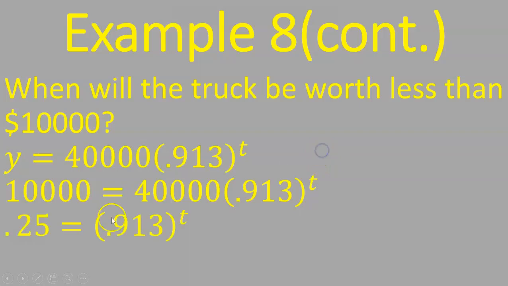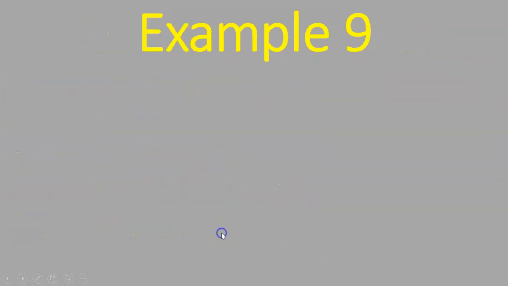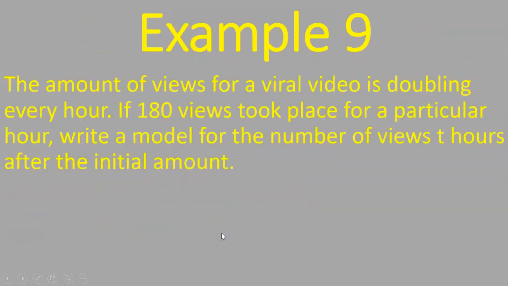Okay, I can divide by that 40,000 to get 0.25, but here I'm stuck. I certainly can't divide by 0.913. That's not going to help me. I must do something to get this exponent down, and I need a logarithm to do that. And that video is coming, but again, you can use this table if you'd like, and you can see from this table that somewhere between 15 and 16 years, it dropped in value down to 10,000.